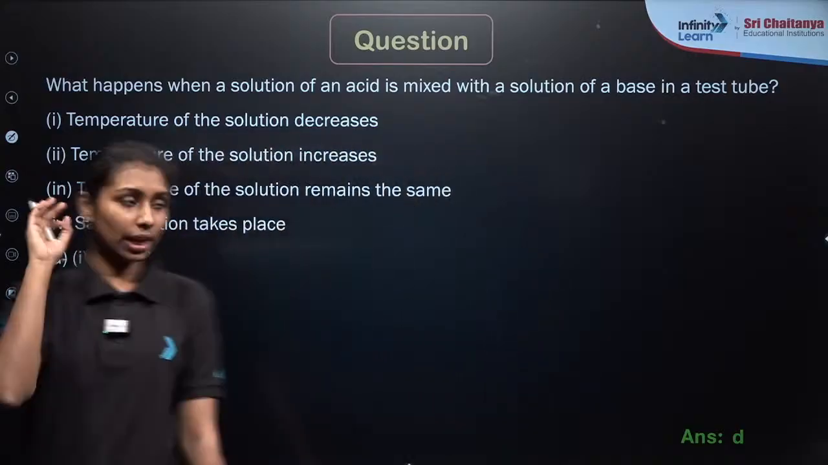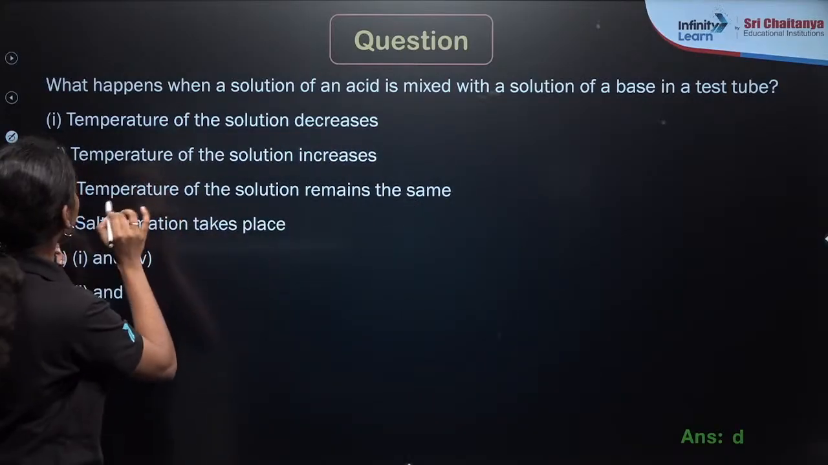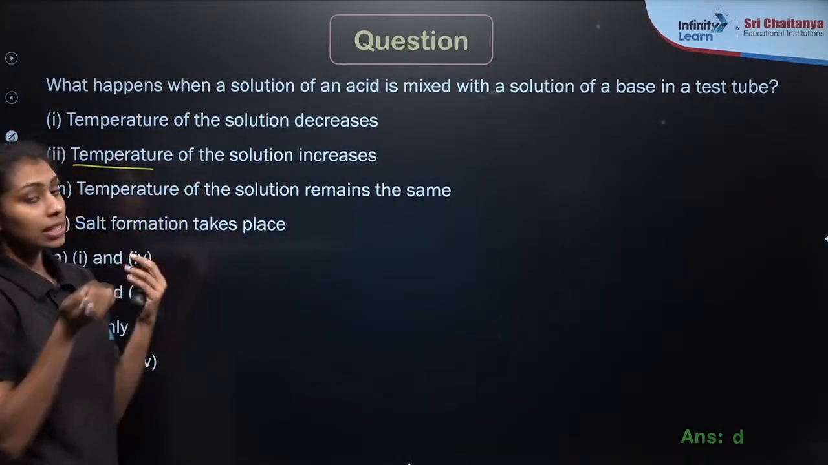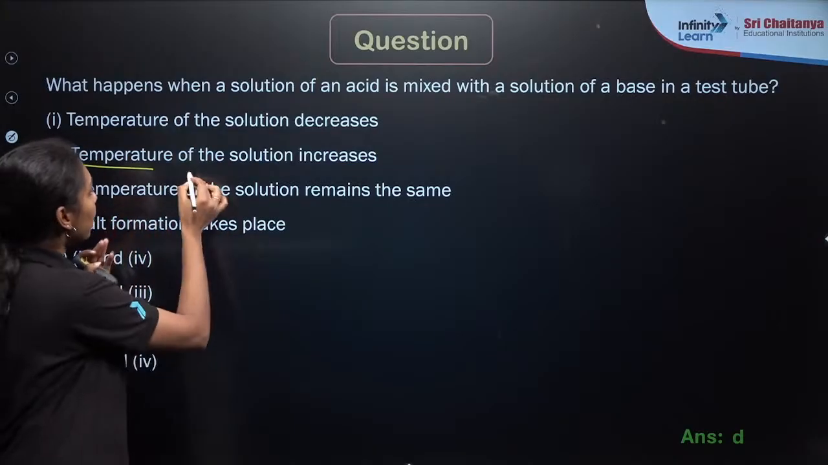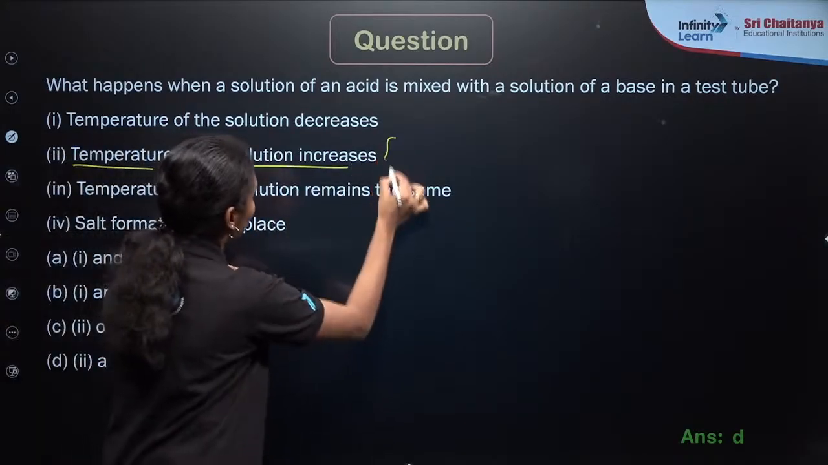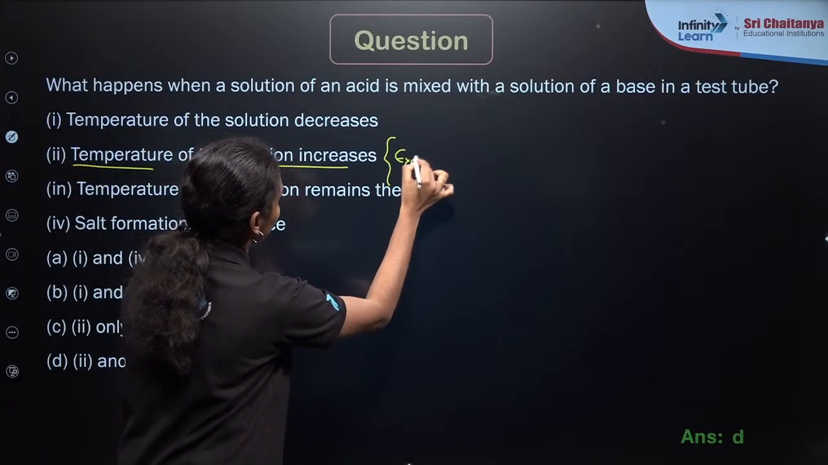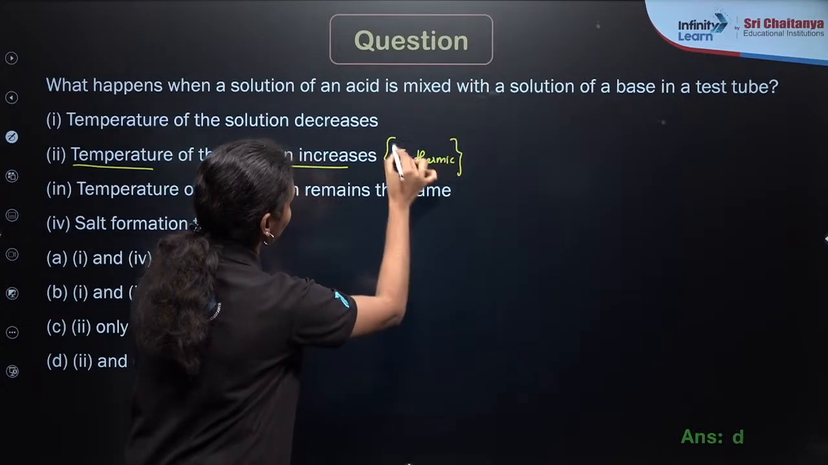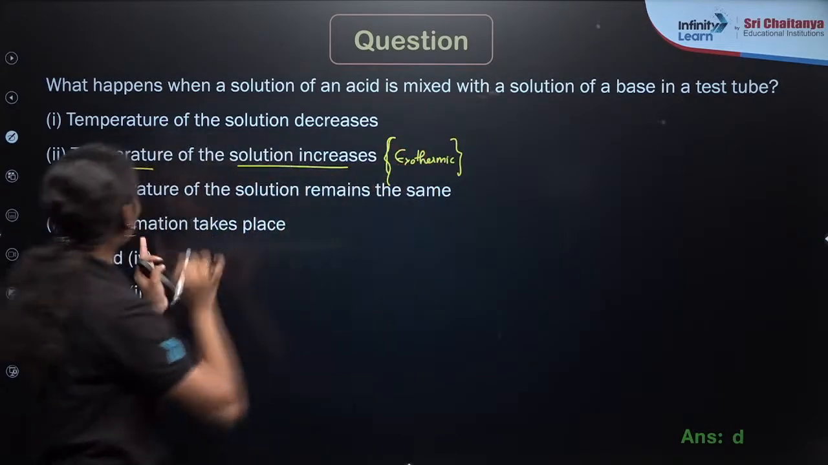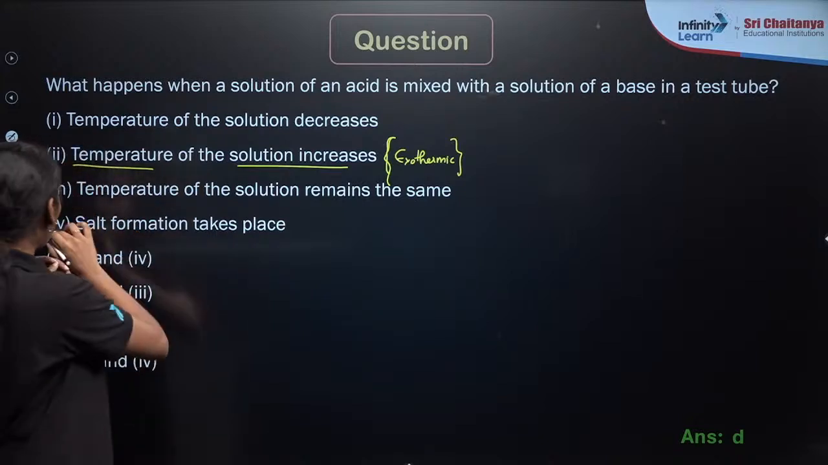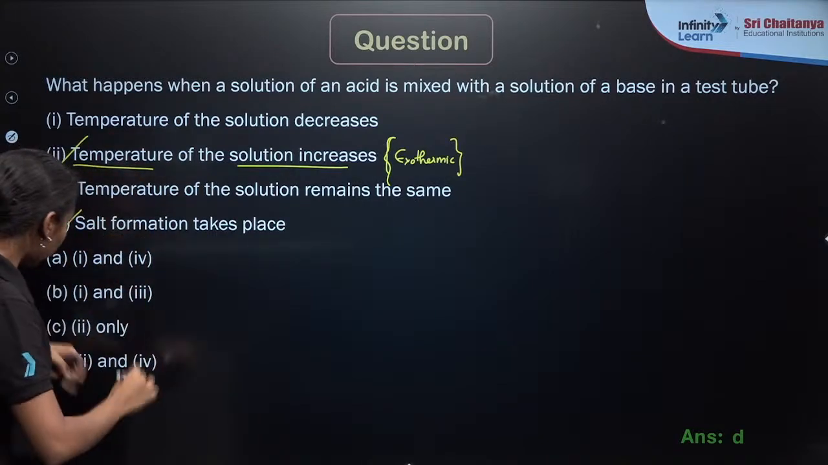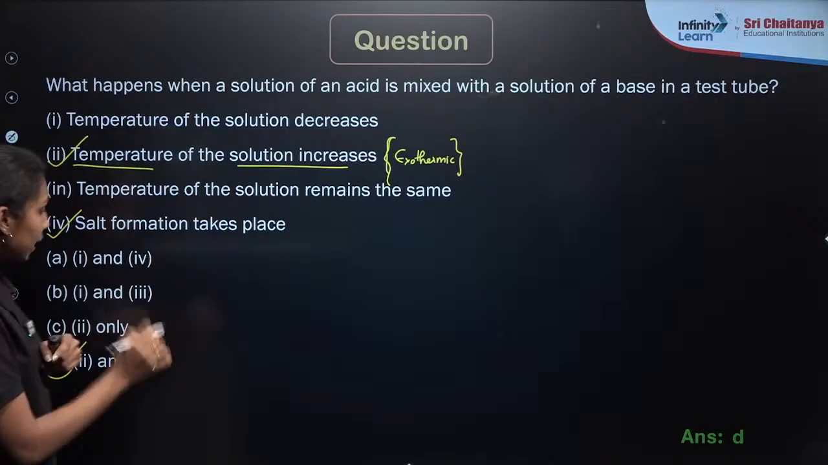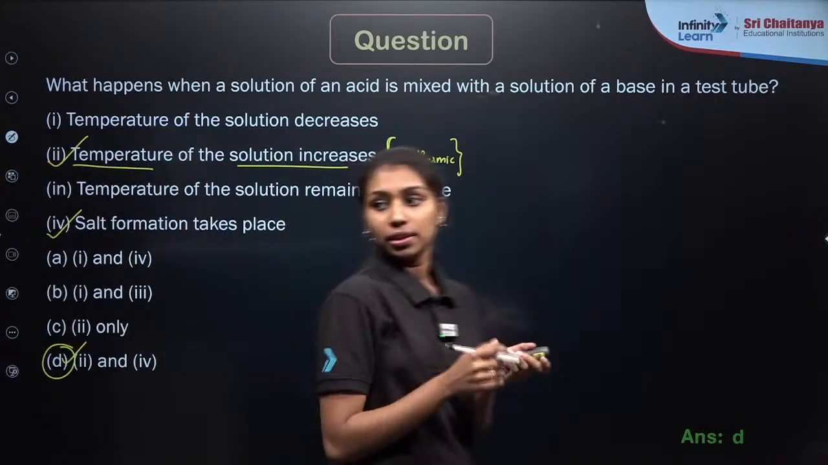2 means, as we already know, this is an exothermic reaction, right? Exothermic reaction, which means that in the neutralization reaction, the temperature of the solution increases. Then what will happen to the reaction? There is salt formation, right? So 2 and 4, which means option D, will be our correct answer in the case of neutralization reaction.